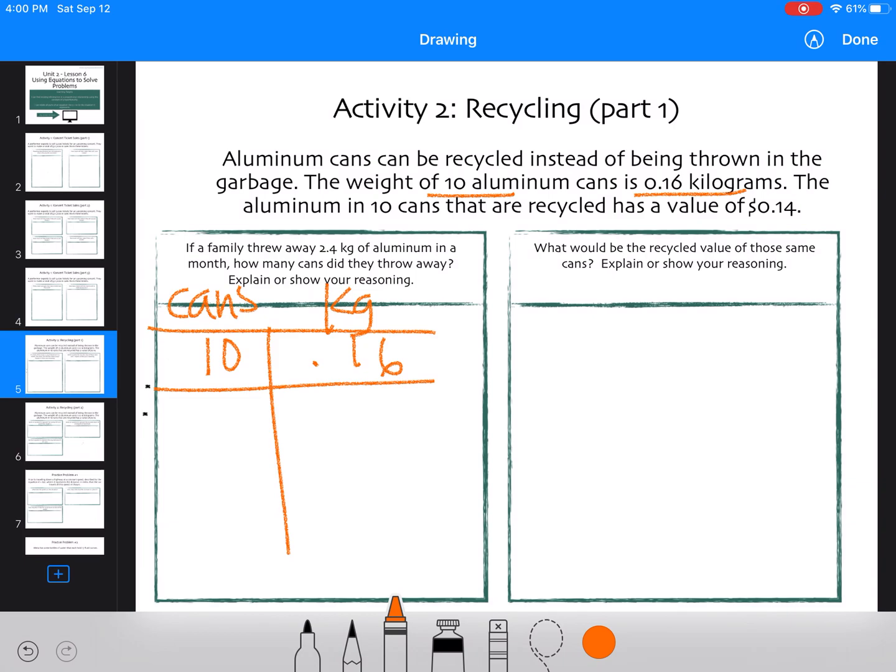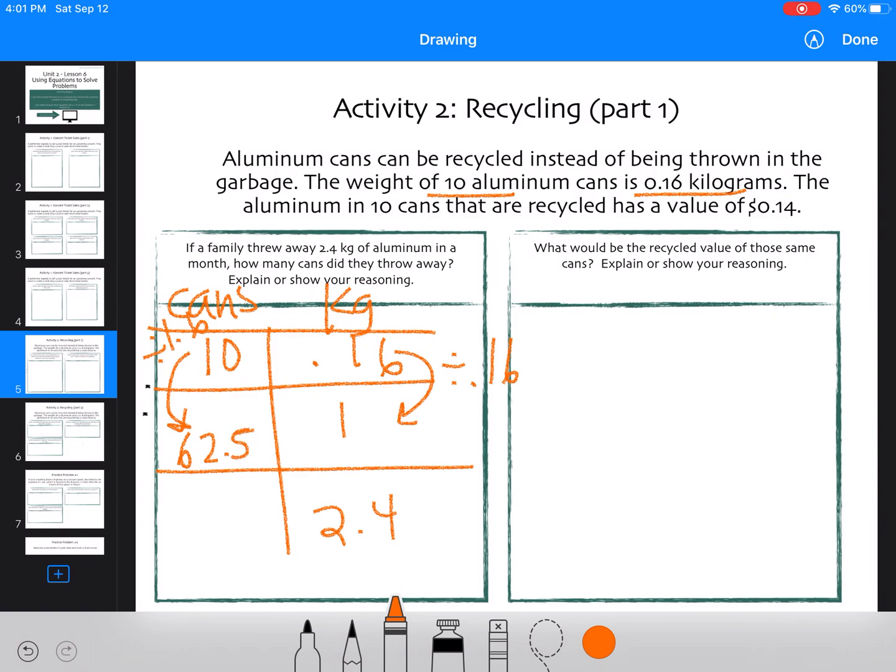I want to figure out what 1 kilogram would be so that I can figure out what 2.4 kilograms are going to be. So I divide by 0.16. I'm going to do the same thing on the other side: 10 divided by 0.16, and order really matters. So it's 62.5. So 62.5 cans are 1 kilogram.